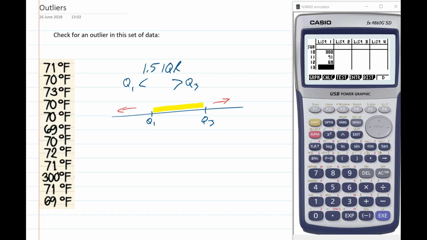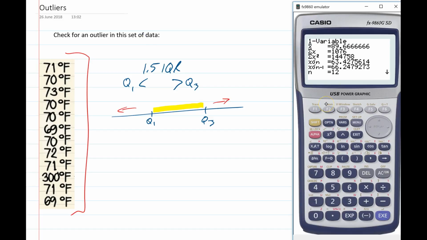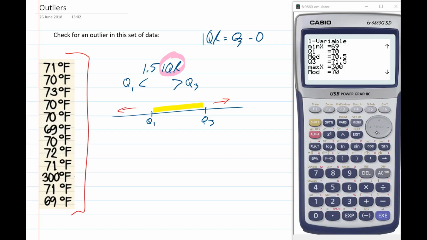So we've got temperatures that are in Fahrenheit, and 70 degrees, by the way, is about 21 degrees, so it's sort of a nice temperature, a little bit cool. So I'll put it into the calculator. I'm going to hit calc and then 1-var, okay, and I need to go down till I see what Q1 and Q3 is, because I need to work out the IQR. The calculator won't tell me that. I need to know that the IQR is Q3 take away Q1.